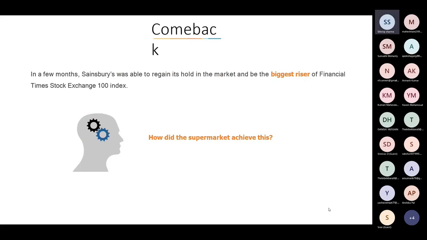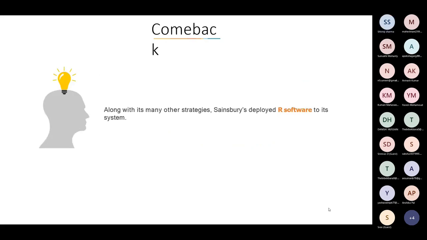Okay, what did they do, what strategies did they implement to get their hold back in the market? Let's see what they did. They implemented many business strategies in their supermarkets, big markets, along with deploying R software to their system. R software also helps to analyze things and give decisions on the basis of the analysis done in the database.